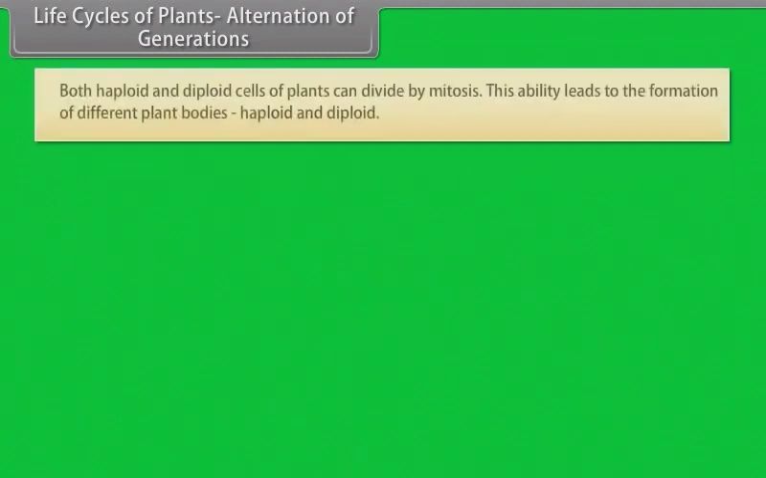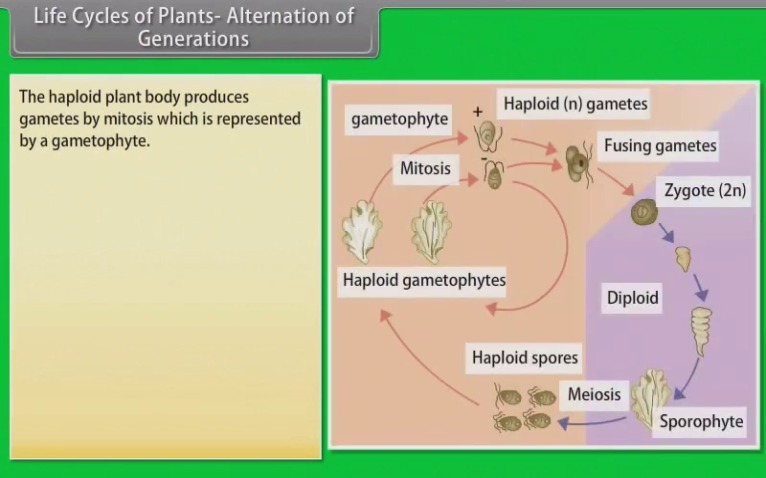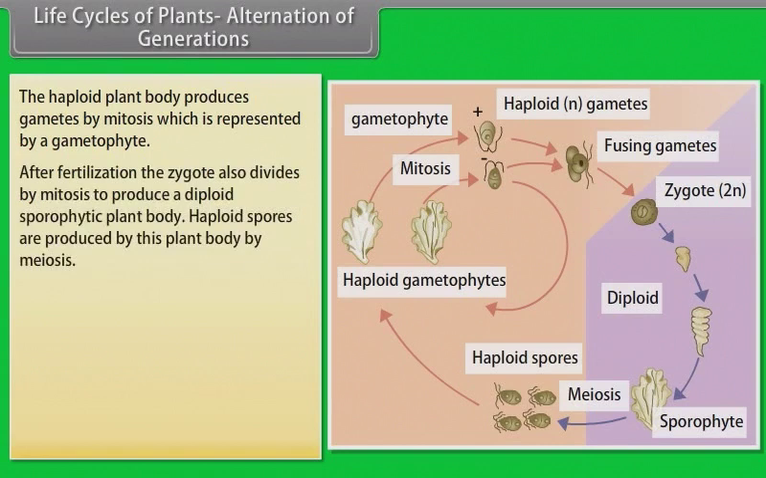Life cycles of plants, alternation of generations. Both haploid and diploid cells of plants can divide by mitosis. This ability leads to the formation of different plant bodies, haploid and diploid. The haploid plant body produces gametes by mitosis, which is represented by gametophyte. After fertilization, the zygote also divides by mitosis to produce a diploid sporophytic plant body.